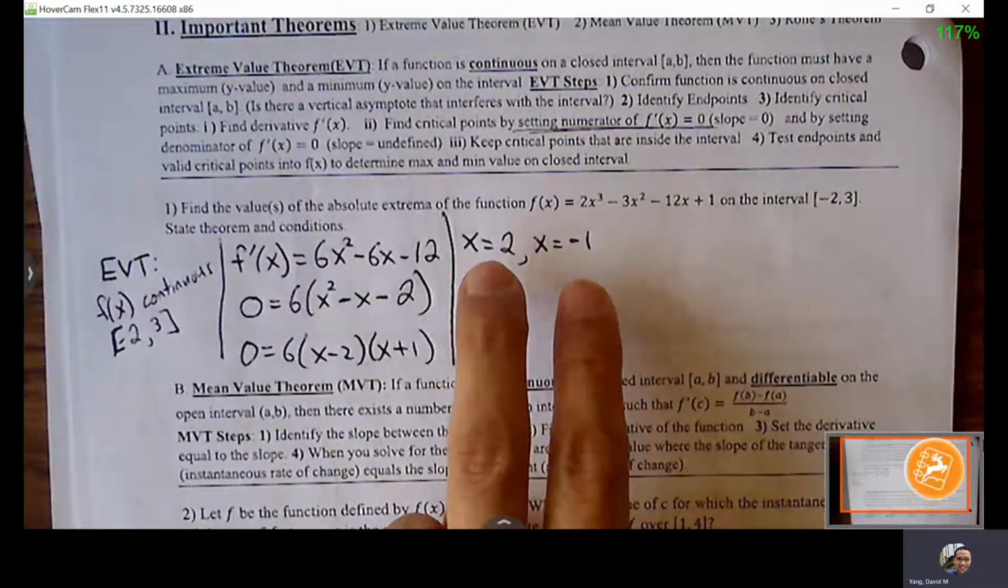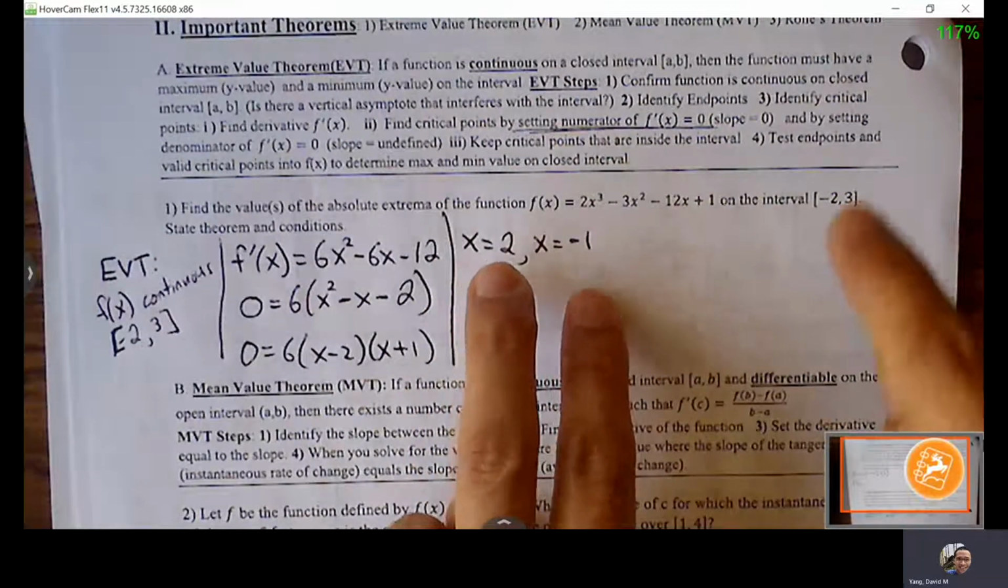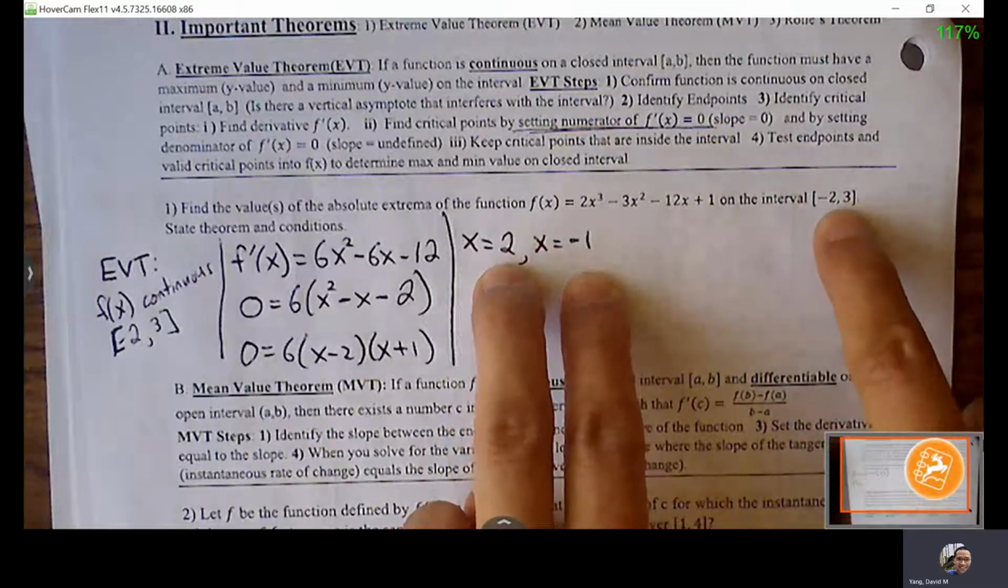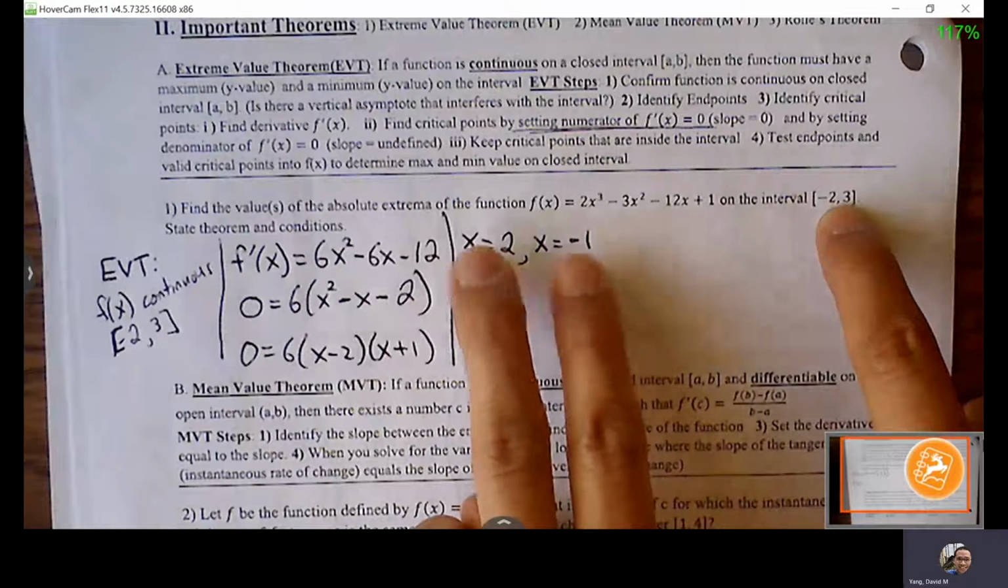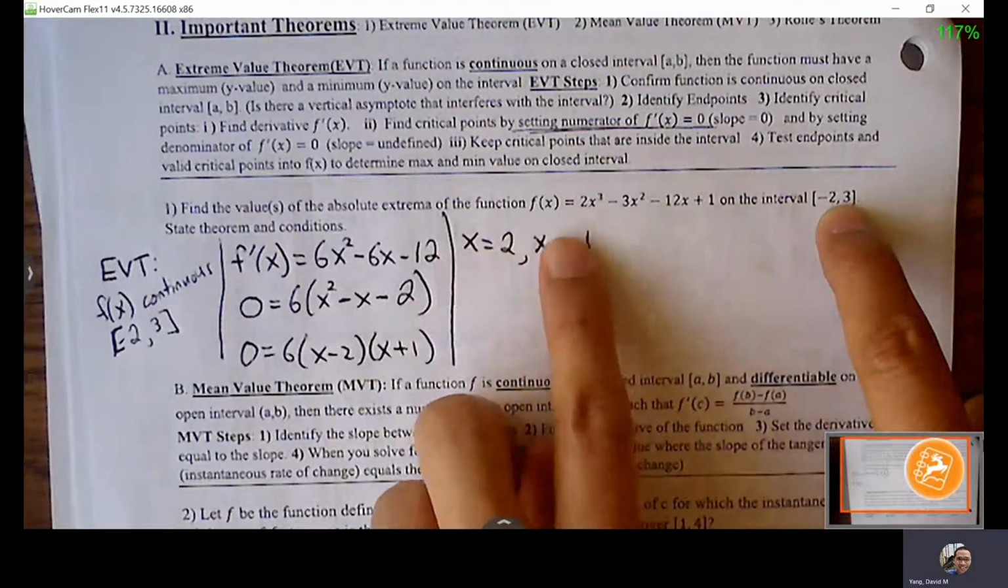All right, we have to make a decision here. Do we keep all the critical points? Are all the critical points safe inside the interval? Yes. Okay, so we're gonna test both critical points. If a critical point was outside the interval, we would remove it.